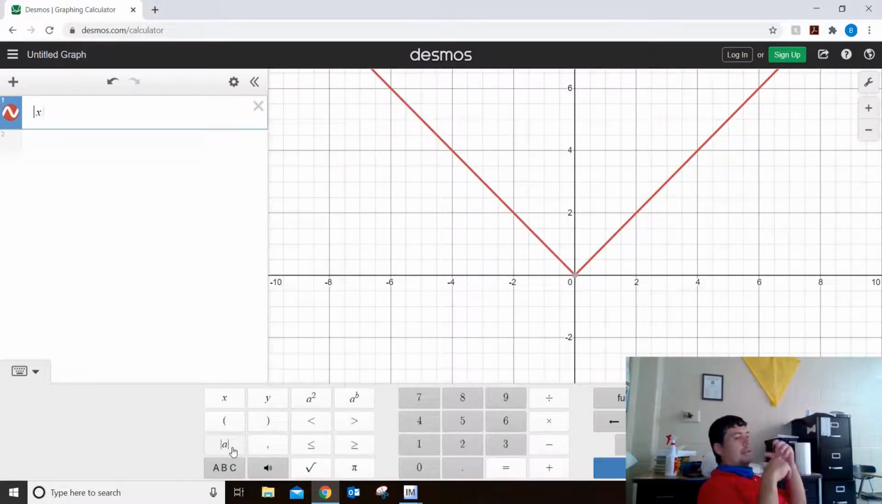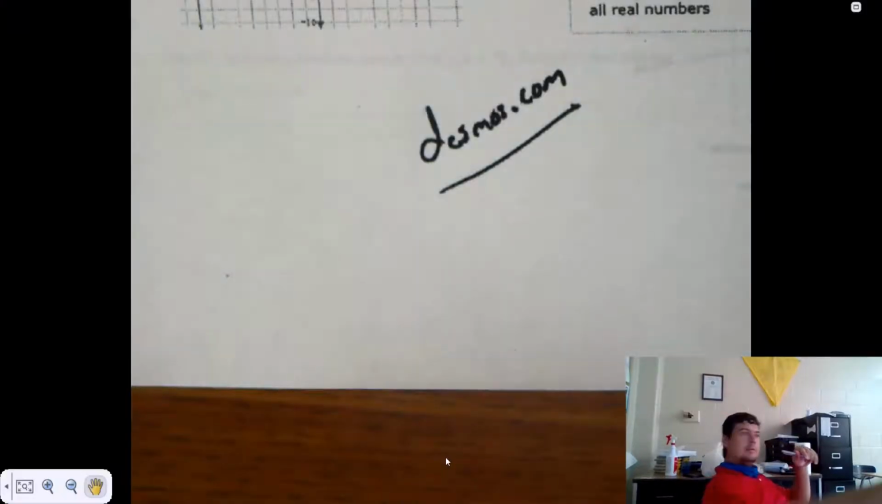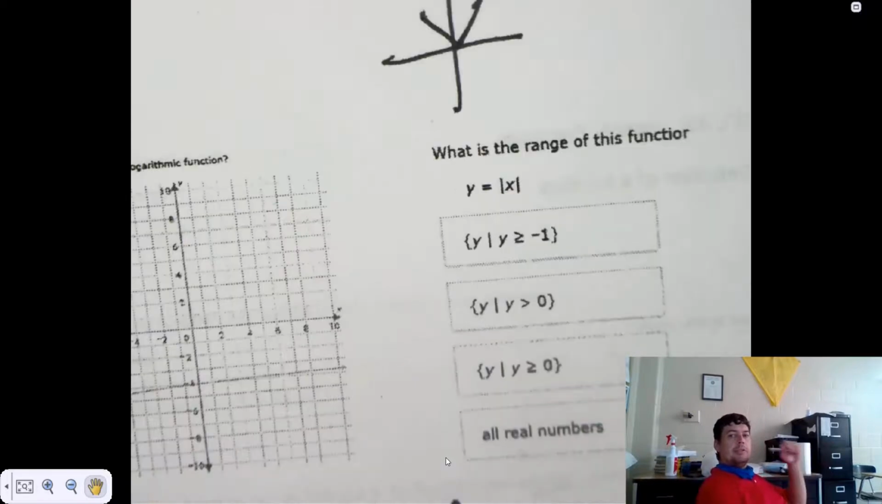Okay. Now this one I left the choices on. It's multiple choice, but that's what the graph looks like. If we go back and look at our choices, what is the range of that function? Which choice? A, B, C, or D? It's C. Always 0 or higher.